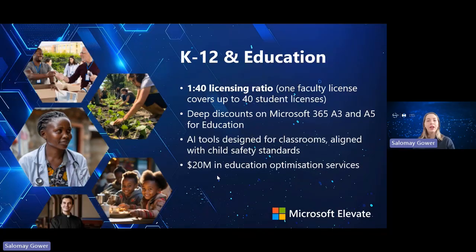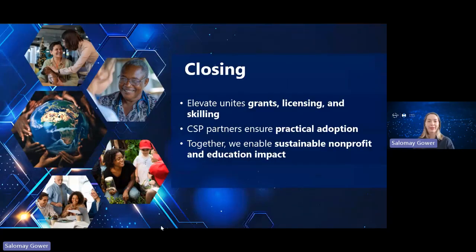In education, Microsoft uses the 1:40 licensing ratio. So for every paid faculty license, up to 40 student licenses are included at no extra cost. That makes licensing extremely cost-effective for schools, especially with discounted Microsoft 365 A3 and A5 for education plans. We're also investing in initiatives like Hour of AI with code.org, plus $20 million in optimization services, ensuring schools are equipped for safe AI-driven learning.